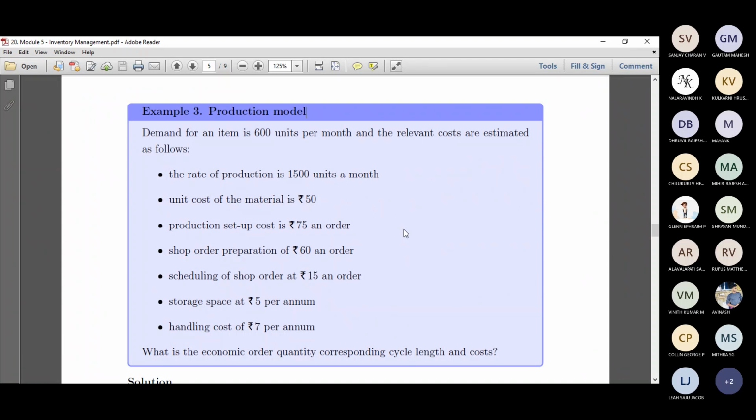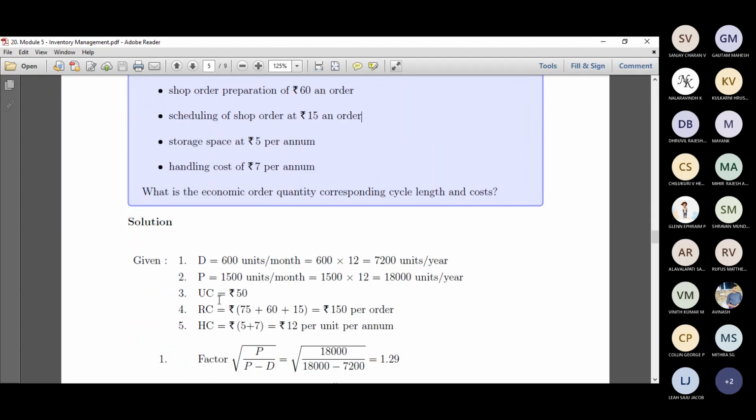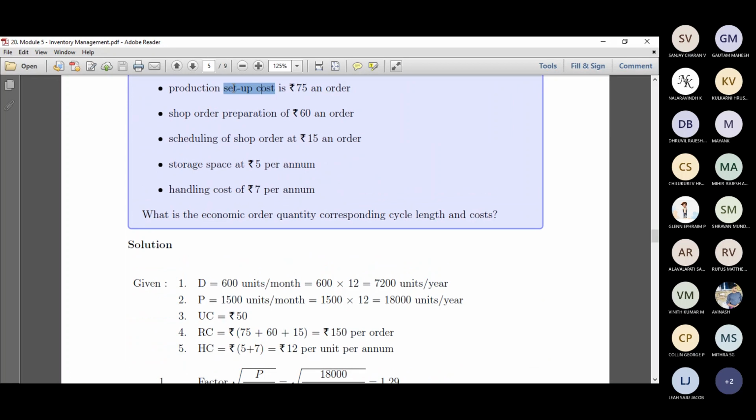Then unit cost UC is rupees 50 and production setup cost is 75 an order, shop order preparation of 60 an order, and scheduling of shop order at 15 an order. All these things are reorder cost. Right? So how do you establish the new stocks or something like that? So that's what basically it means by reorder cost, which is the sum of 75, which is the setup cost, and shop order preparation and scheduling of shop order. So 75 plus 60 plus 15 is rupees 150 per order. So that's what basically the reorder cost is.